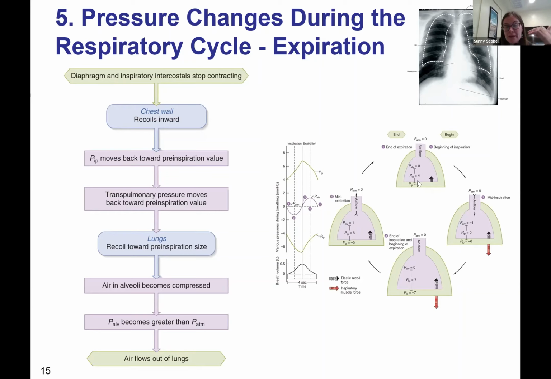We go back to an intrapleural pressure of just -4. And our transmural pressure is at its lowest at 4. Go back into the inspiratory cycle. As we contract the diaphragm, we make that intrapleural cavity more negative, right? It's a vacuum, less pressure, more negativity, more vacuum.